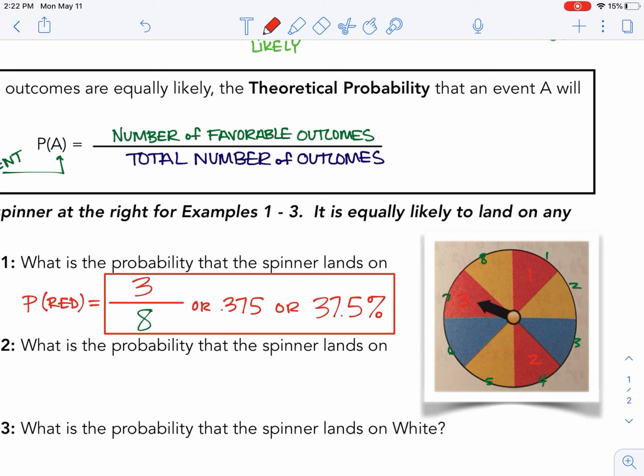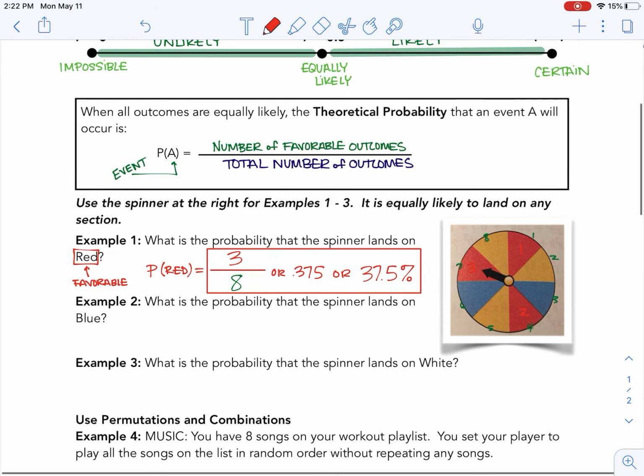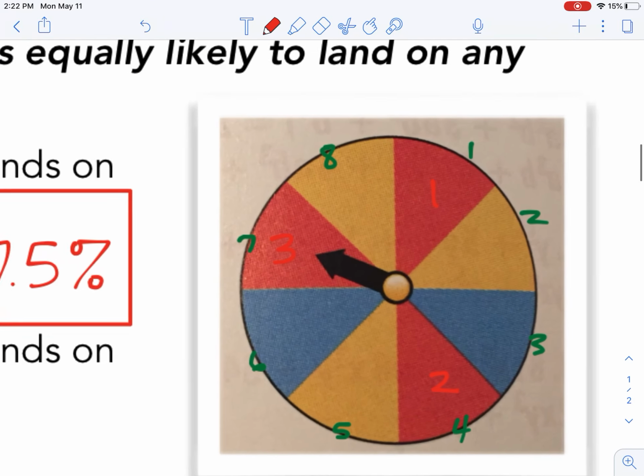If we sat here and spun the spinner a whole bunch of times, or let's say just 8 times, would it land exactly 3 times on red? That could vary. But in theory, the probability of getting red would be 37.5% or 3/8.